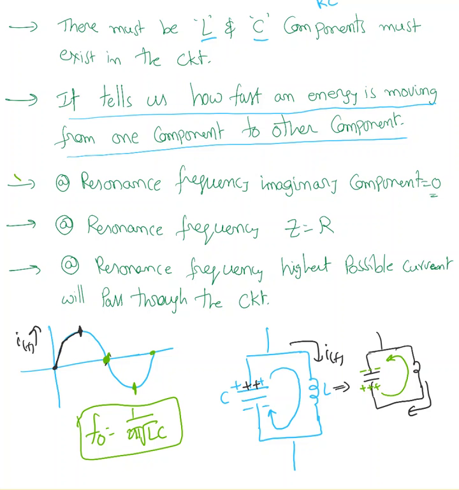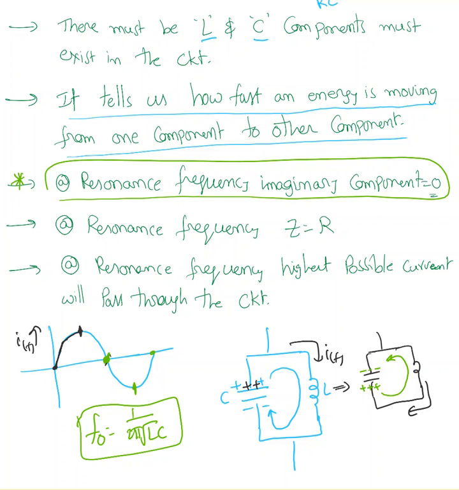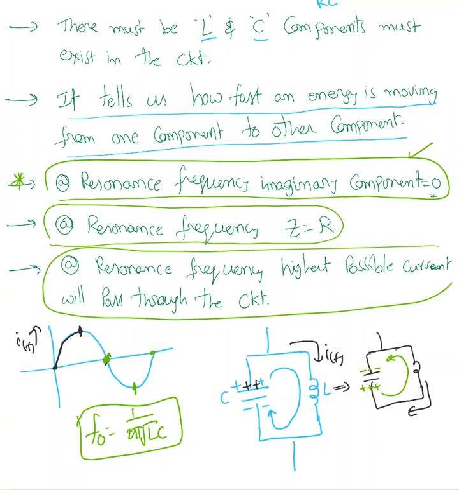Now another important point, we're going to use this a lot. At resonant frequency, the imaginary component equals 0. The imaginary part of that circuit is always 0 at resonant frequency. Based on this, we'll find the resonant frequency. At resonant frequency, Z equals R. The total imaginary part is 0, so total impedance equals the resistance. Since impedance is reduced to only resistance, at resonant frequency you will see the highest current passing through the circuit.